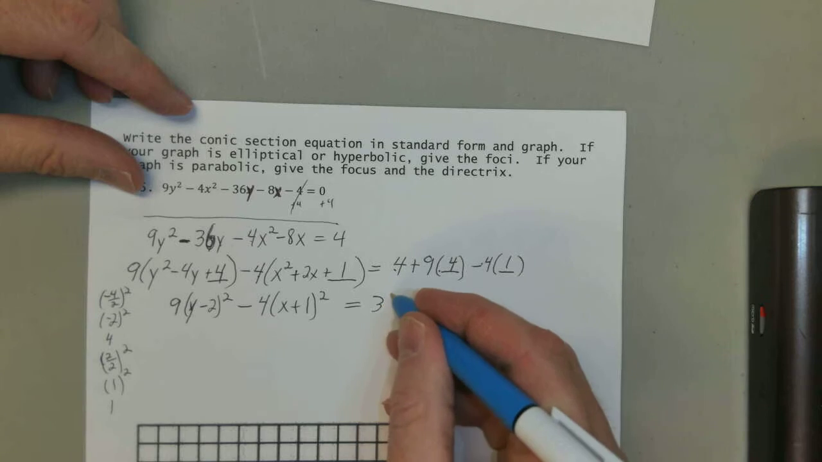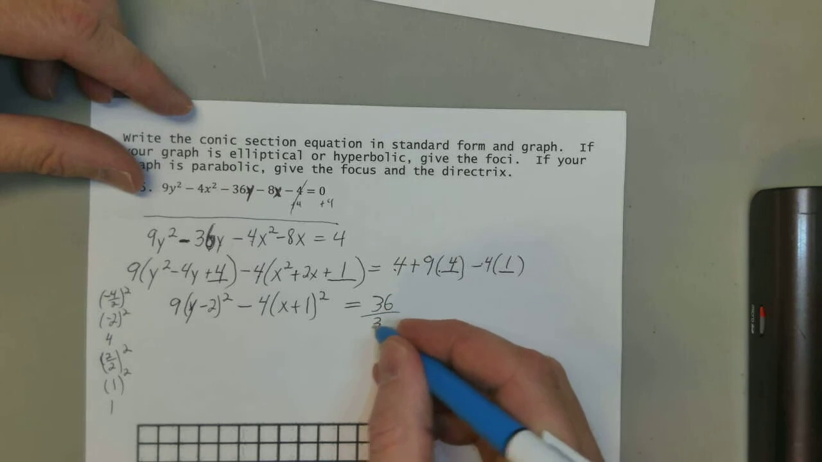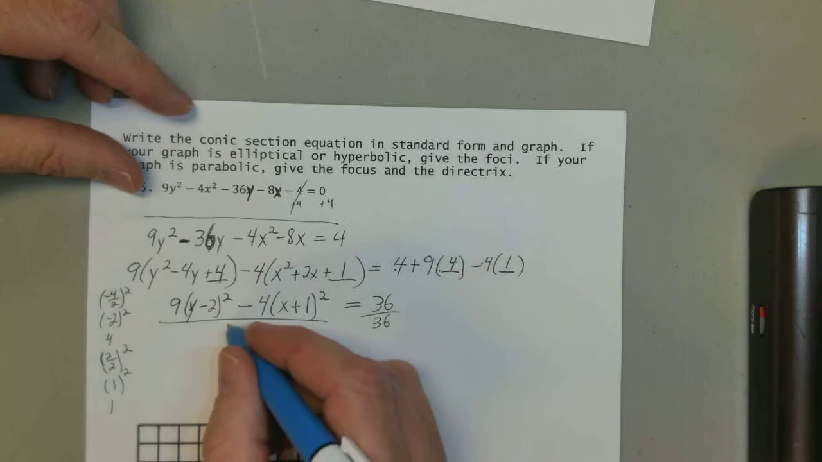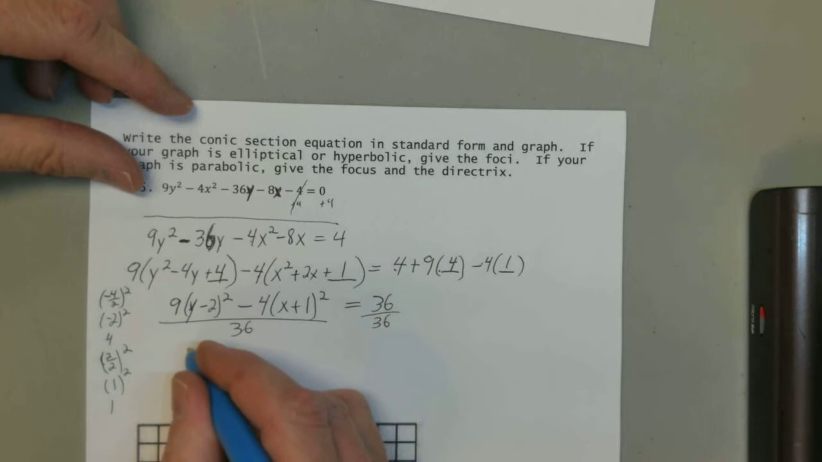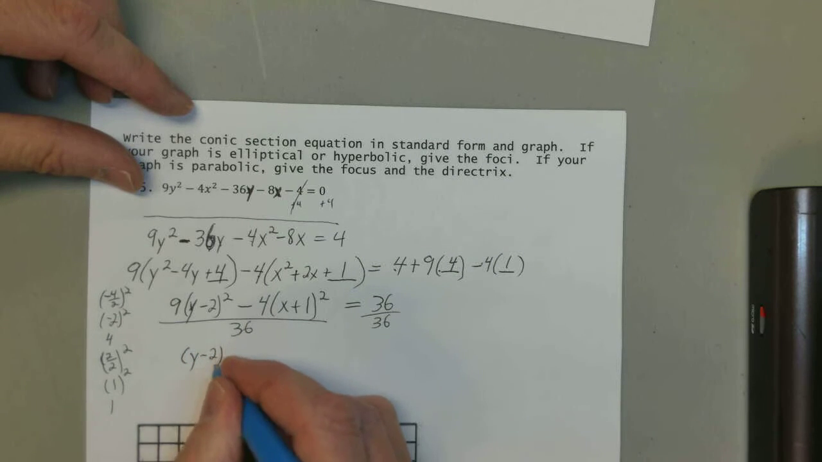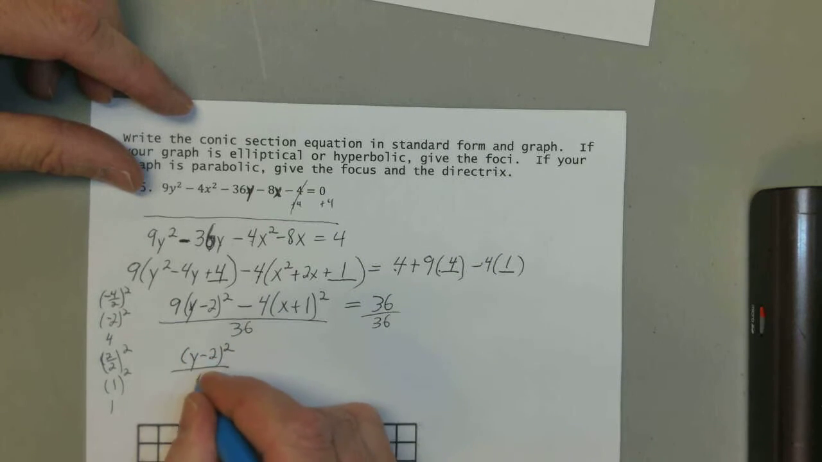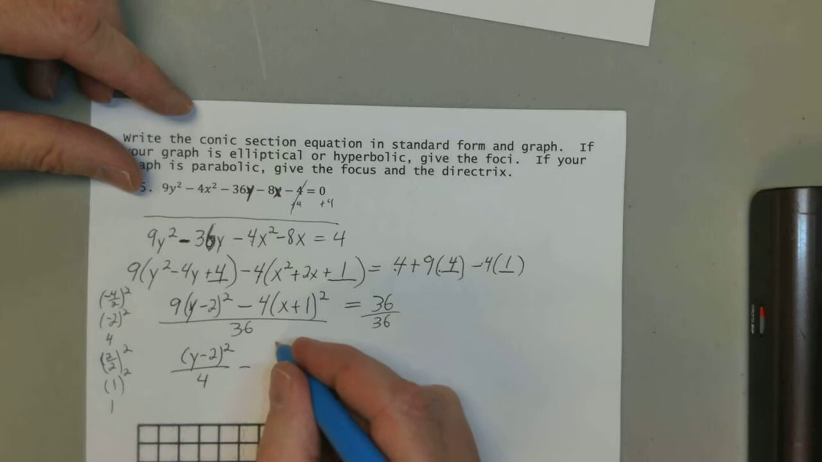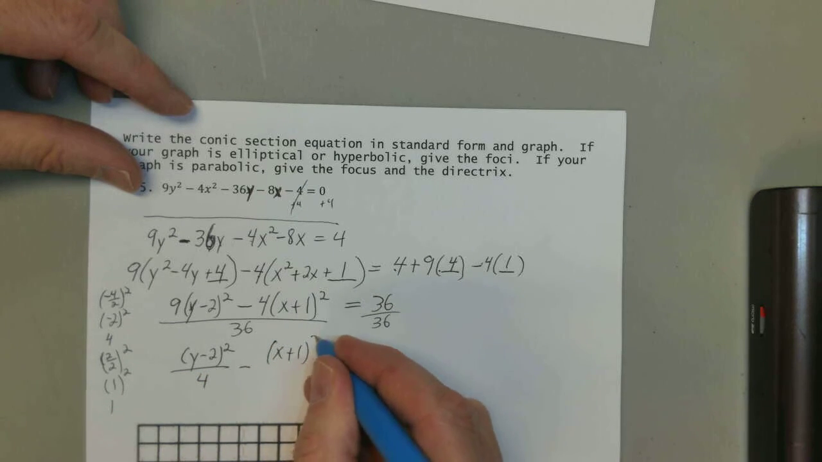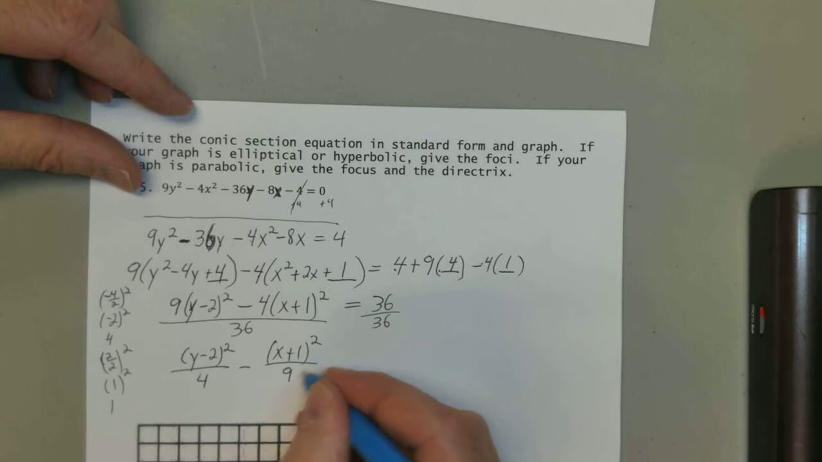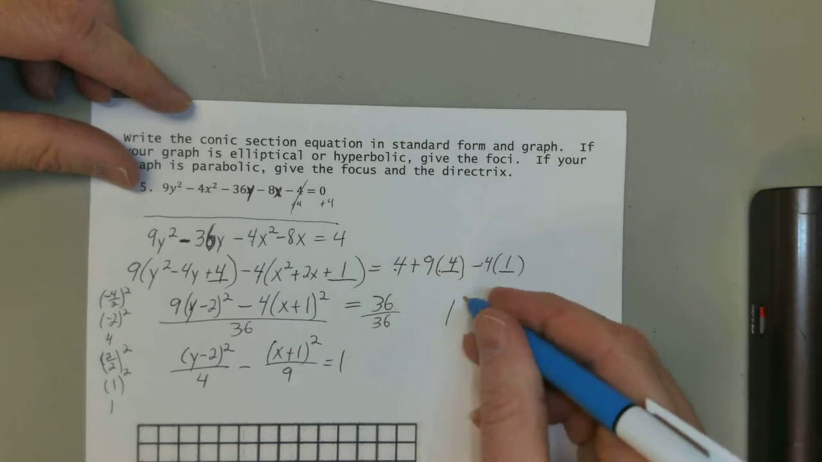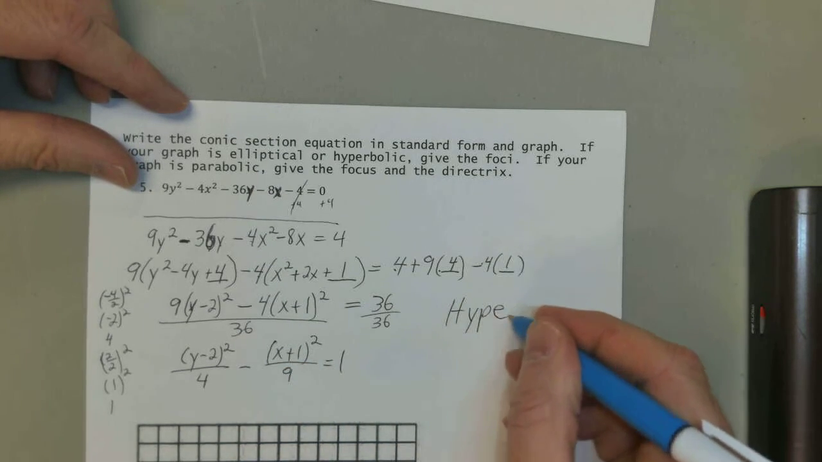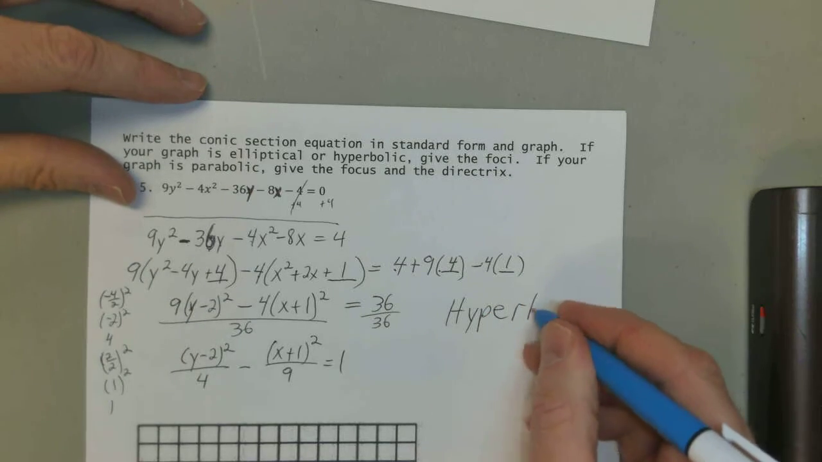40 minus 4 is 36. These are coming out nicely, huh? Divide both sides by 36. I got y minus 2 squared over 4 minus x plus 1 squared over 9 equals 1. Okay, this, with that minus, is a hyperbola.